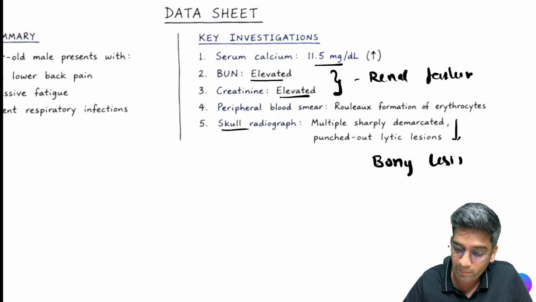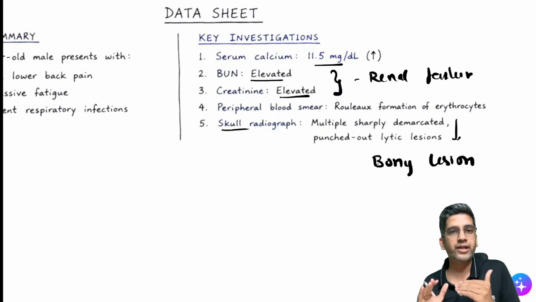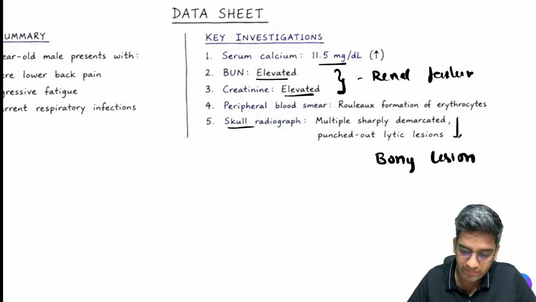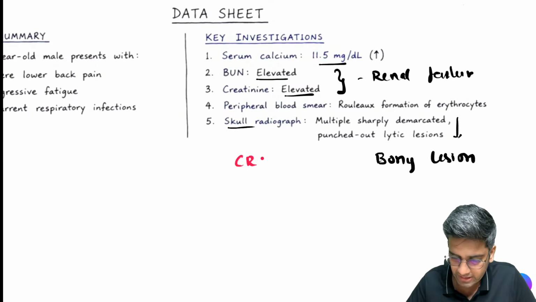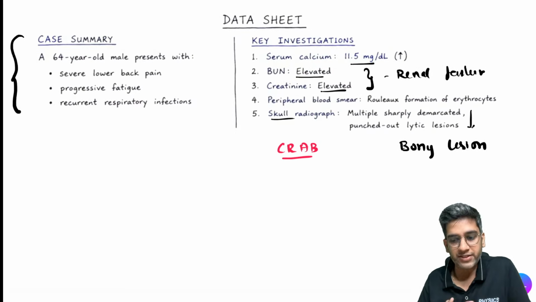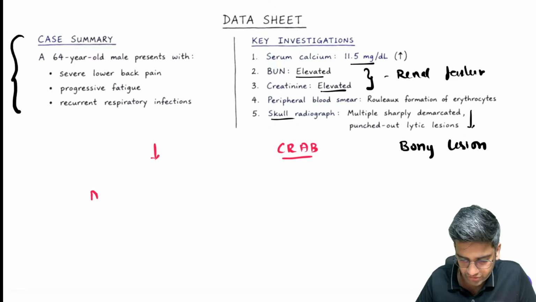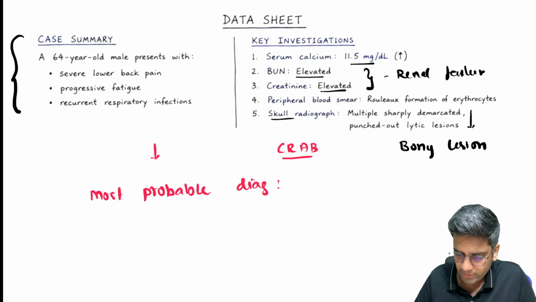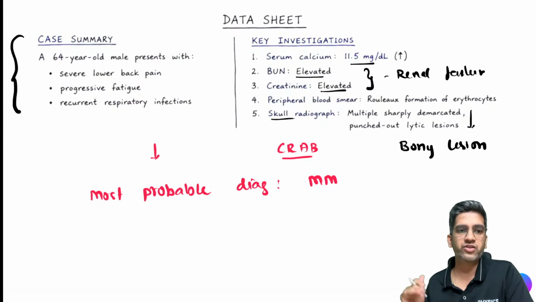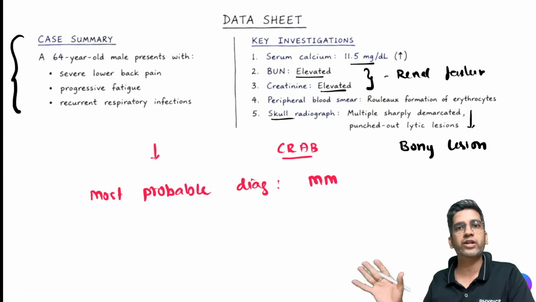So once you present the same history in the form of a data sheet or a case summary, it will help you. Yes, we are going to talk about the CRAB criteria. With the CRAB criteria and an elderly person, the most probable diagnosis is myeloma. The wordings are very important, right? The most probable diagnosis will be multiple myeloma. I don't want you to give a differential diagnosis here because it is not worthwhile. You have to write the right diagnosis here.